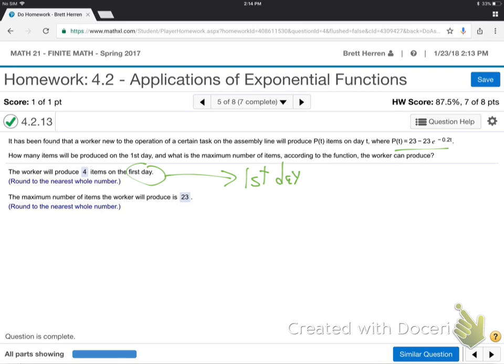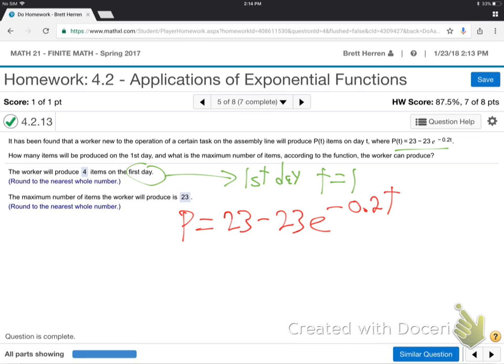First day. Well, how do you find first day? We'll see what t is. T is the day number. See, I found it right here. So if it's the first day, they're saying take t equals 1 and put it into that formula. So the formula, P equals 23 minus 23e to the minus 0.2t.